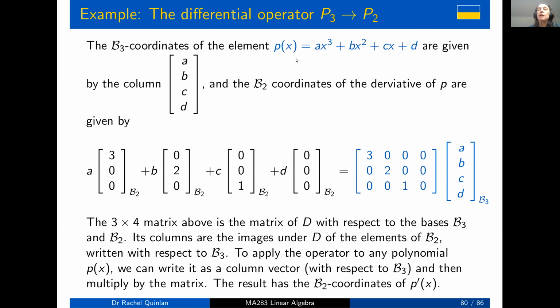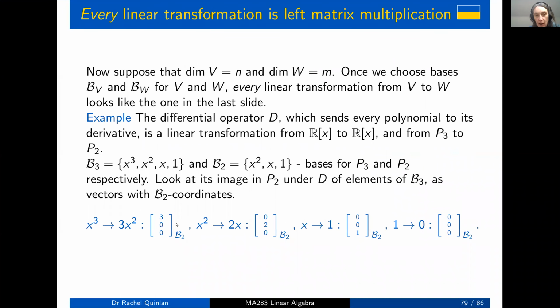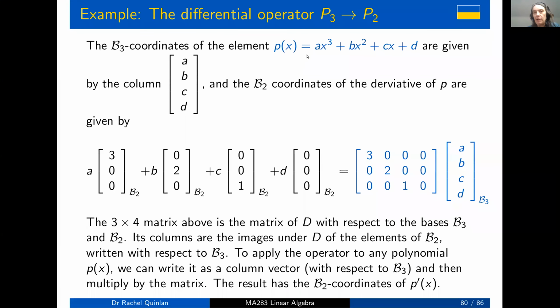To figure out the coordinates with respect to B2 of the derivative of any polynomial in P3, and relate them to these columns, we should give ourselves a polynomial in P3. Here's a typical polynomial in P3. Its coordinates with respect to the basis elements of B3, which are x cubed, x squared, x, 1, are a, b, c, d. So with respect to B3, it's represented by the column a, b, c, d. Probably I should have a B3 subscript here to indicate that that's the basis we're talking about. And the B2 coordinates of the derivative of p should be given as follows.